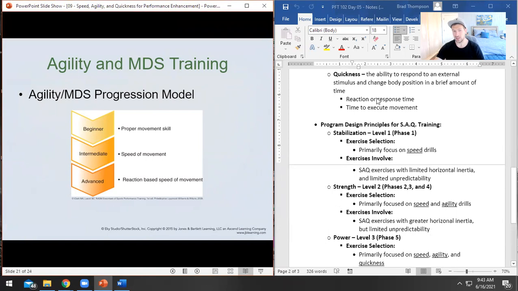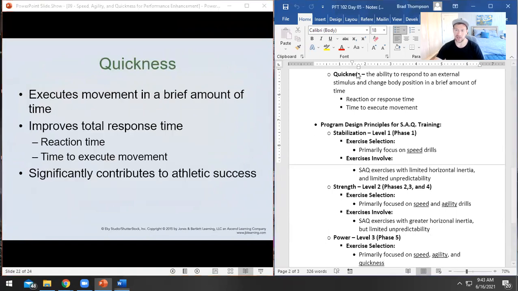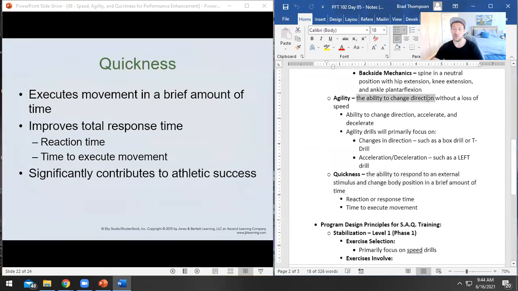And then lastly, we have quickness. And quickness is the one that gets confused for agility all the time, because our definition here is your ability to respond to an external stimulus and change body position in the briefest amount of time. So agility is your ability to change direction. When you think about changing direction, if I were traveling this way and then all of a sudden I traveled this way, people sometimes get these definitions mixed up because they think you're changing body position. No. I mean, it is changing body position, but that's not what we're talking about.